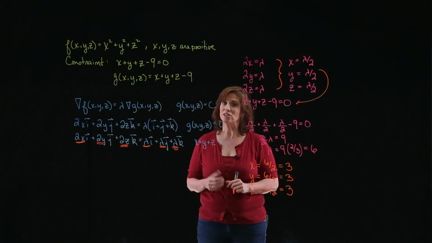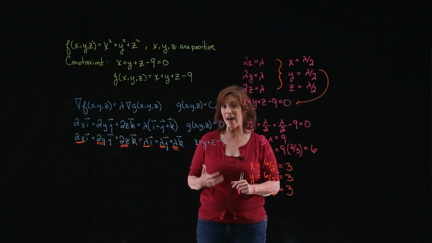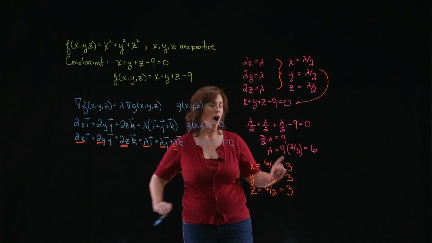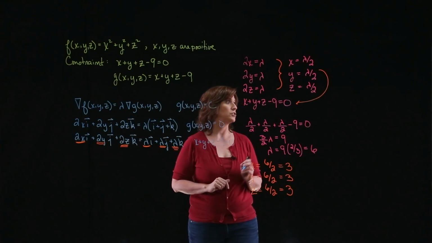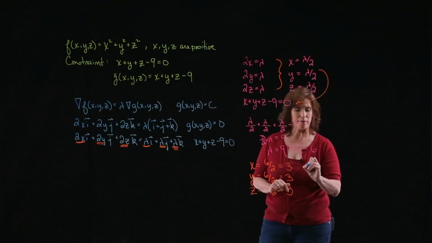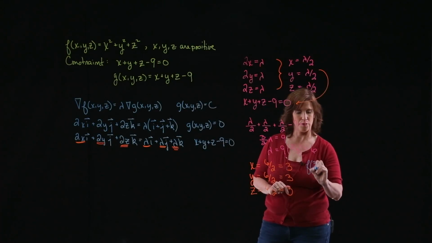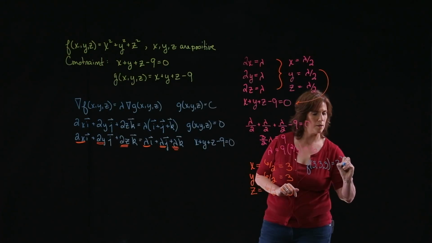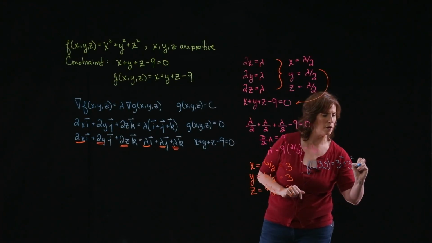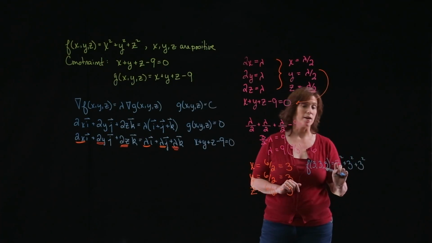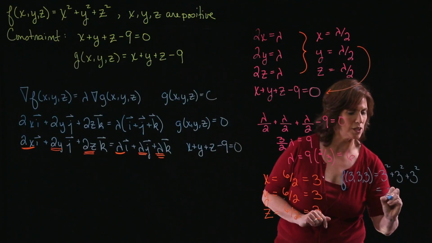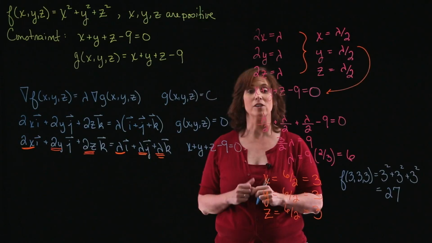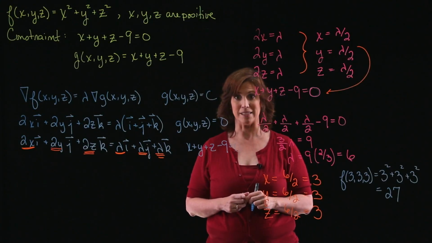But in this problem, they actually asked me to find that minimum value. So what I need to do finally is to plug all of my values into my original function. So f of 3, 3, 3 is going to be 3 squared plus 3 squared plus 3 squared, or 9 plus 9 plus 9, which is 27. So 27 is the minimum value that my function takes on with the given constraint.